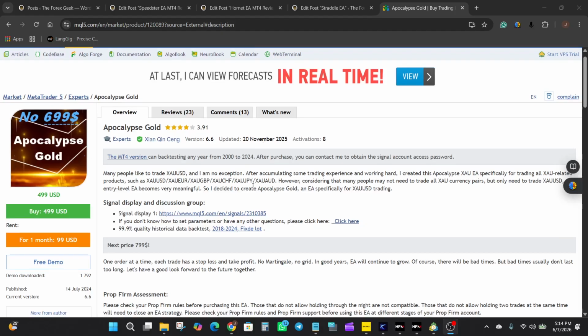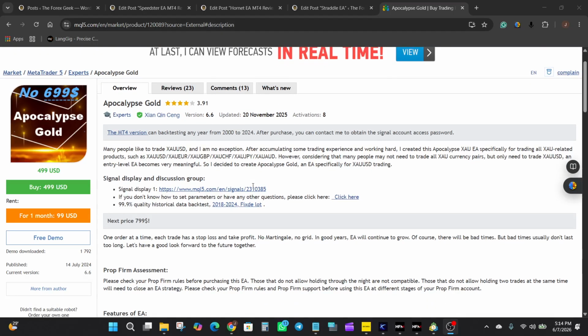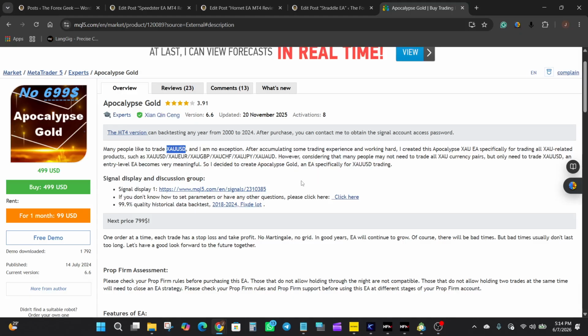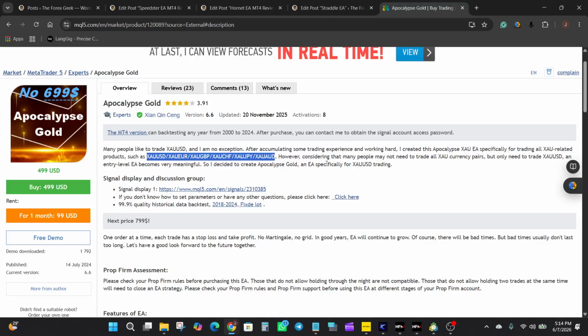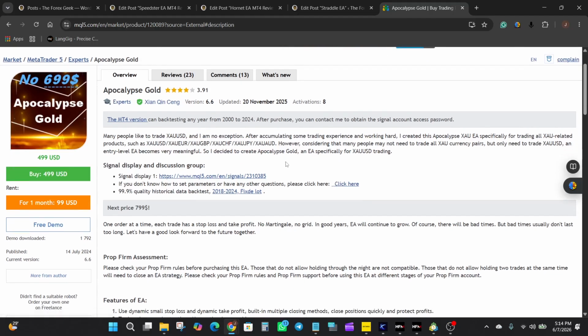From what is shown here, this EA is designed specifically for gold trading, mainly focused on XAUUSD. It also mentions broader compatibility with other gold-related symbols, but the core use case here is clearly gold trading on MT5. Now, moving a bit further down, the developer explains that the EA is built around trading XAUUSD with a structured approach. It highlights that trades are managed with a single position at a time, each trade having both a stop loss and take profit, which keeps the execution fairly straightforward from a management perspective.